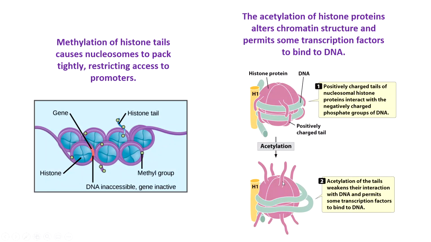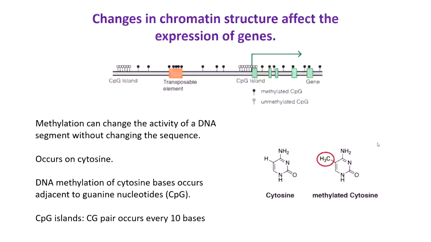And so you can see when the tails are neutralized by these acetyl groups, they are not as able to tightly associate. They can't snap or keep the DNA spooled on its spool. And this weakens the DNA interaction with the histone and will allow for transcription factors and RNA polymerase to bind to the accessible DNA. So those are different ways in which you can modify histones to change gene expression.